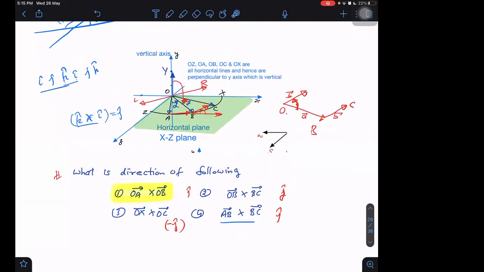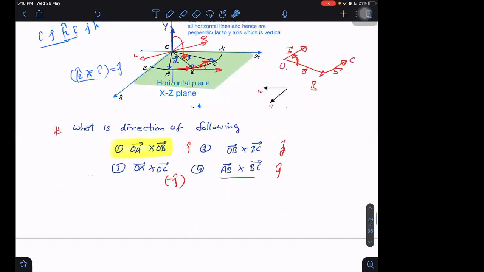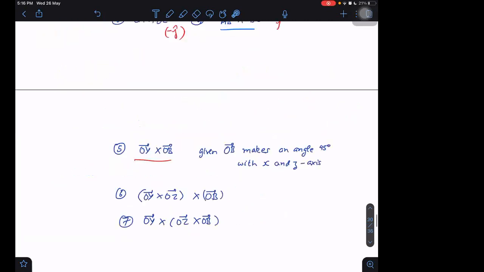OY cross OB, if I apply the right hand thumb rule, I go from Y to B, then how are my right hand fingers curling? My right hand fingers are curling in this way. Take your right hand and try to curl the fingers in such a direction. Then your thumb will be pointing along the OR direction. Okay. Thumb will be pointing along the R direction.